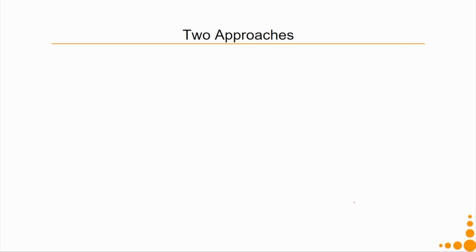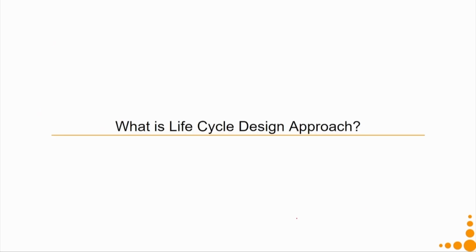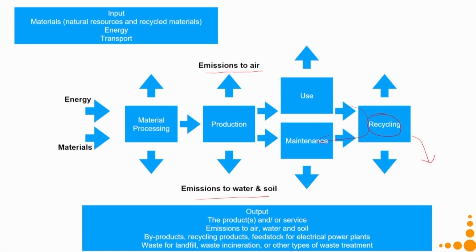There are two approaches in this case. The first approach says that from designing a product, we design the product life cycle stages, that is all the activities needed to produce the material and then the product, to distribute it, to use it and finally to dispose of it. So, consider a holistic approach. In that case, we can find out in which of these stages my emissions to air, water and soil are the highest, or in which of these stages my energy consumption or material consumption is very high and can be reduced.